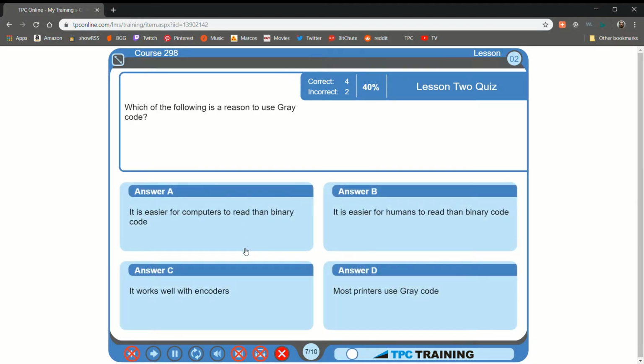Which of the following is a reason to use gray code? A. It is easier for computers to read than binary code. B. It is easier for humans to read than binary code. C. It works well with encoders. D. Most printers use gray code.